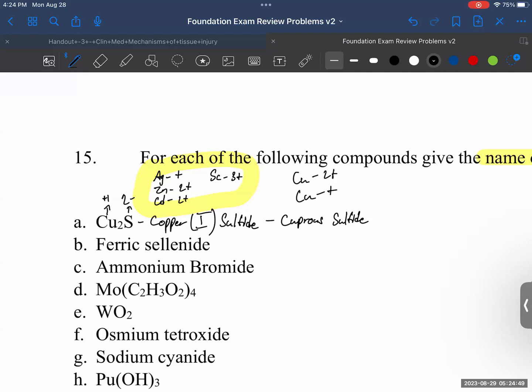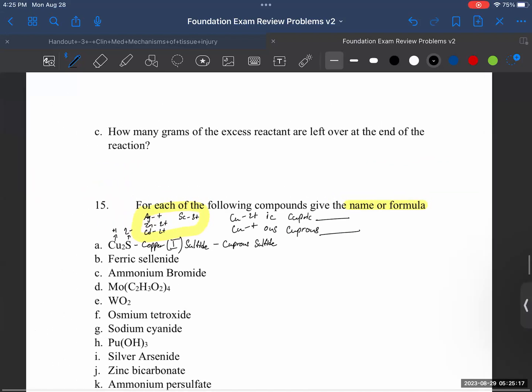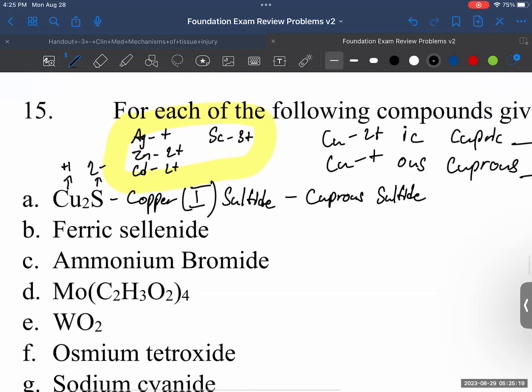So for the higher of the 2 charges, you'd use the suffix "ic" along with the Latin name. So this would be cupric, plus whatever the non-metal is. And then for Cu+, you use the suffix "us," O-U-S. So this is cuprous, plus whatever the non-metal is. So yeah, you can name it copper 1 sulfide or cuprous sulfide. Either name is acceptable.